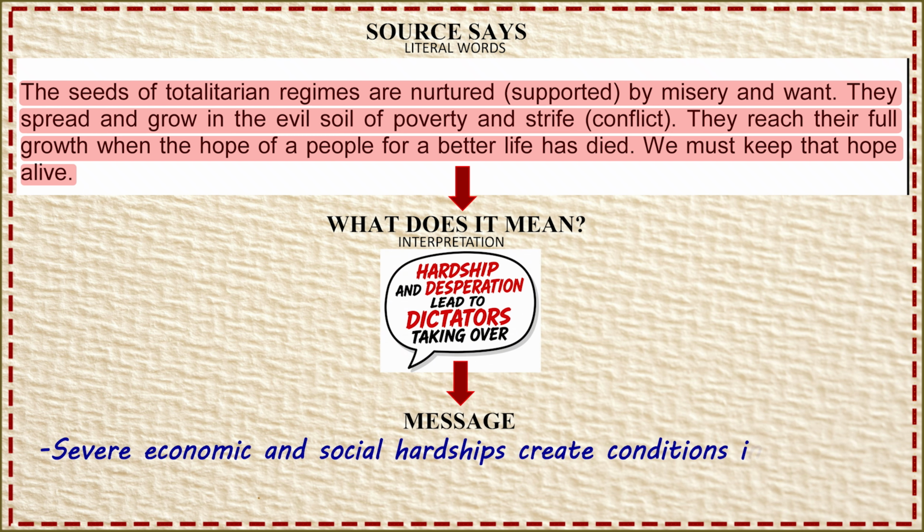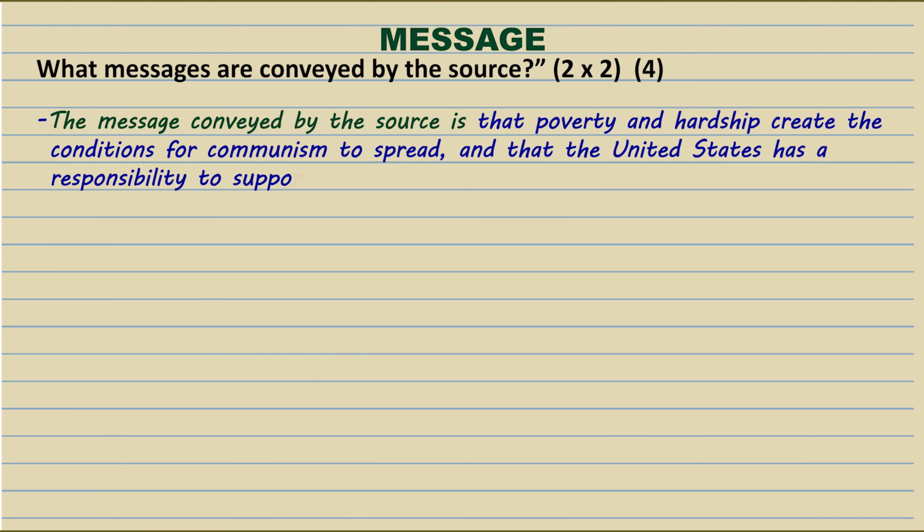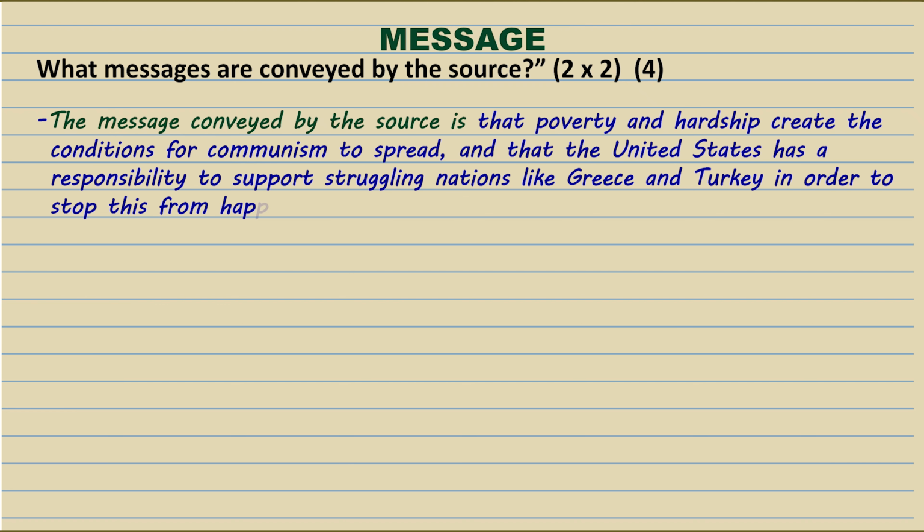So a strong message answer should be: the message conveyed by the source is that poverty and hardships create the conditions for communism to spread, and that the United States has a responsibility to support struggling nations like Greece and Turkey in order to stop this from happening by protecting democracy and global stability.